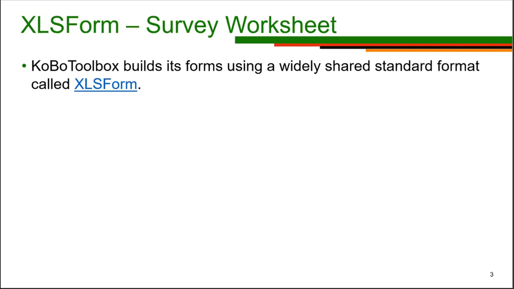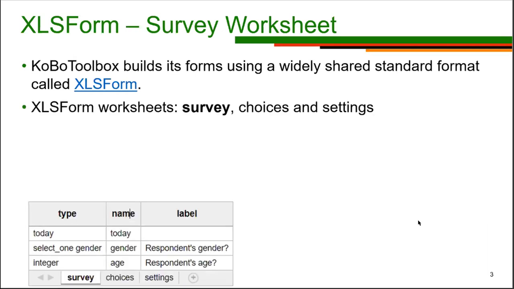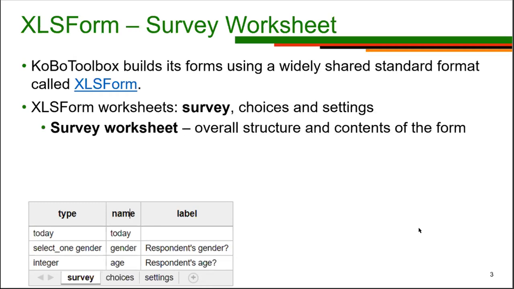So the form makes it easy for you to get around all those complexities that you might wish to have. The form, which we download from the server as we go through the practical aspects of it, is simply a workbook that has three worksheets. Mainly these are the survey, the choices, and the settings worksheets that you will have.